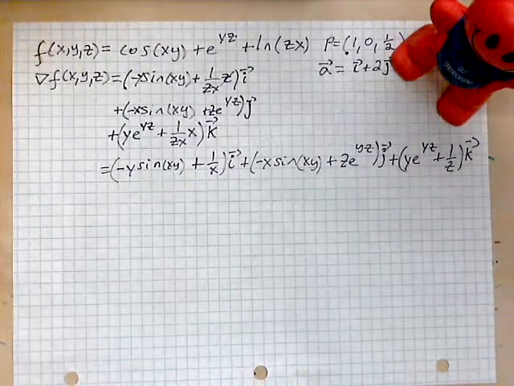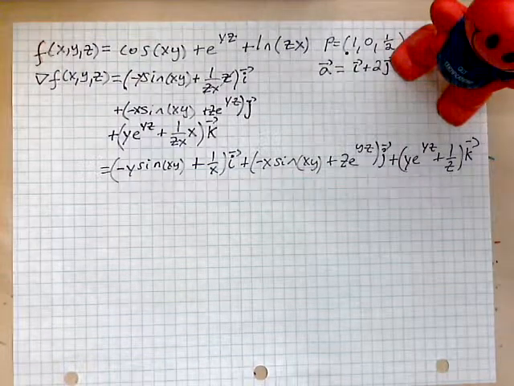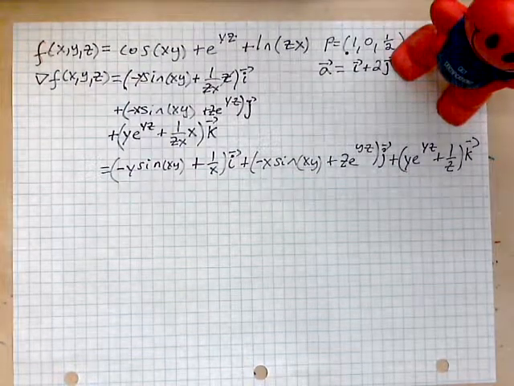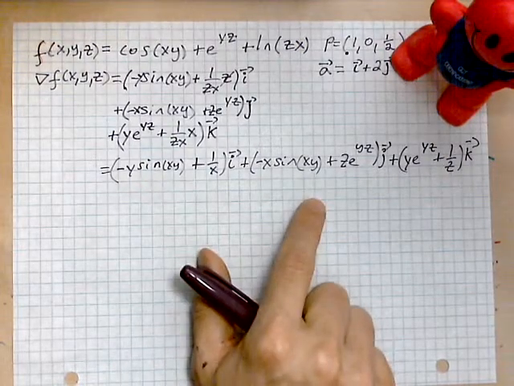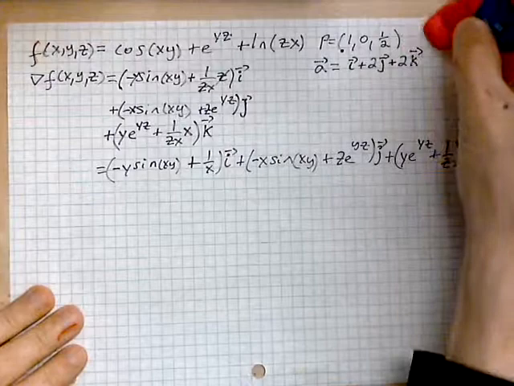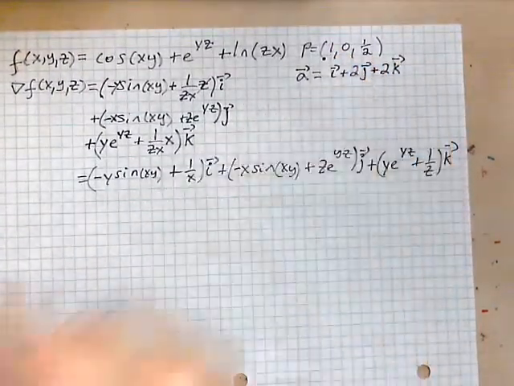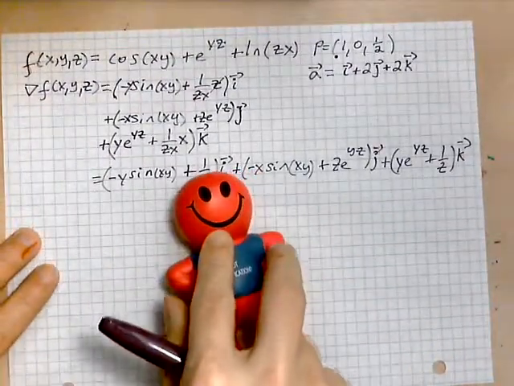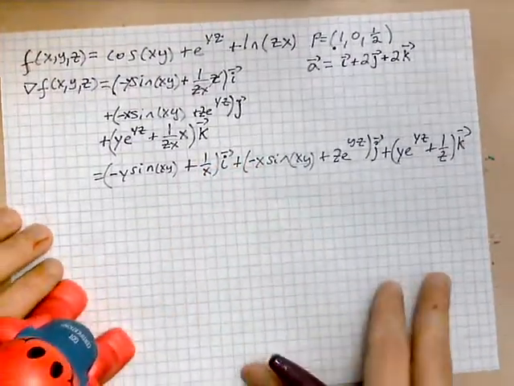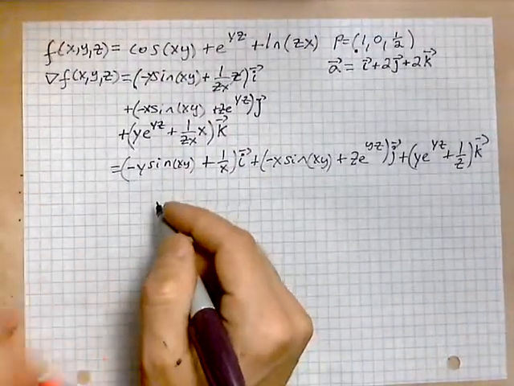Okay, so with this in place, the next move is you've got to evaluate the gradient at the point 1, 0, 1/2. You see he's still smiling, so you've just got to keep going. Persistence, persistence, persistence. Let's do it.